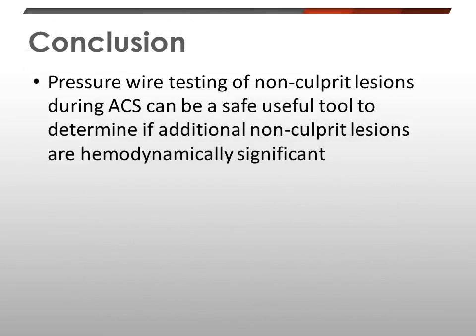In conclusion, I think this case is a nice demonstration of pressure wiring non-culprit lesions during acute coronary syndrome to determine their hemodynamic significance. The usefulness of performing this during the setting of PCI of a culprit lesion is to avoid additional unnecessary procedures for the patient and help determine management going forward following his ACS. It can be a safe and useful tool to determine if these non-culprit lesions are hemodynamically significant.